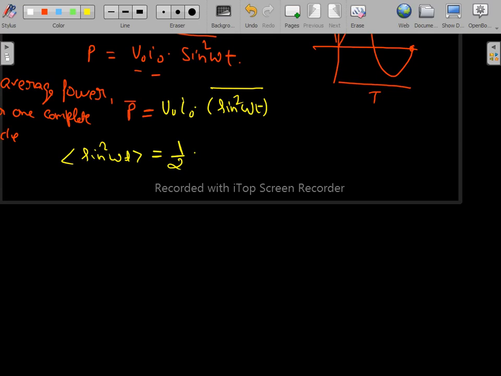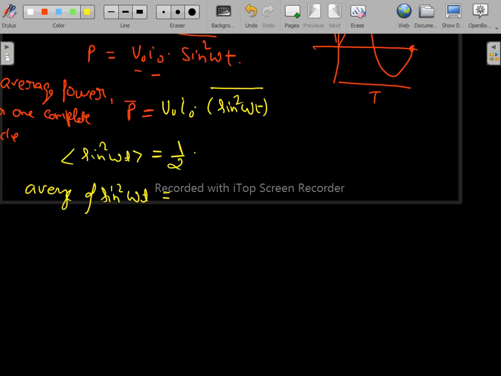So let's see. We are finding the average of sine square omega t. I don't have to write this now? Okay, you don't have to write. I am just telling you for your information only. You don't have to mention it.